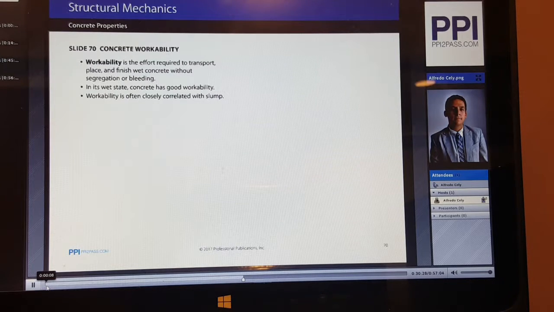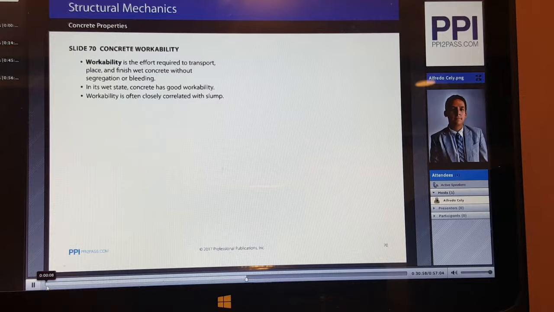In its wet state, concrete has a good workability, and workability is often closely correlated with the slump test. The slump of a concrete is measured simply by putting concrete in an inverted cone, almost like a pyramidal cone, removing the cone, and then measuring how much the concrete slumped from its shape. That's how you can measure the workability of the concrete.